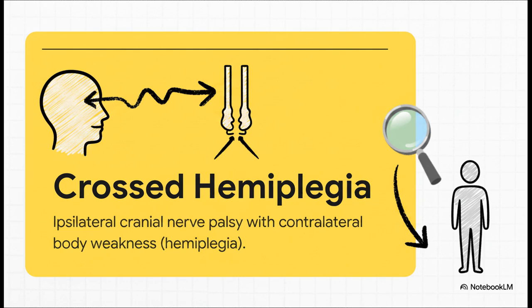Now, why does this happen? Well, it's all about the wiring. The cranial nerve nuclei, their lower motor neurons supply structures on the same side of the head. But the big motor highways, the corticospinal tracts, they travel down through the brainstem and only cross over much lower at the bottom of the medulla. That's the secret. A single lesion can catch both sets of wires before the big one crosses.